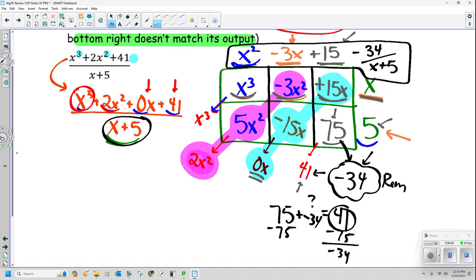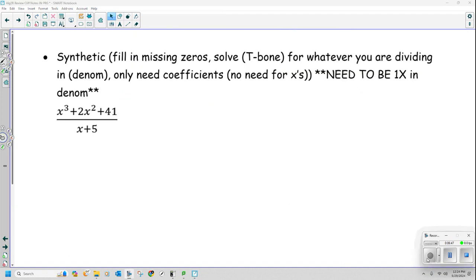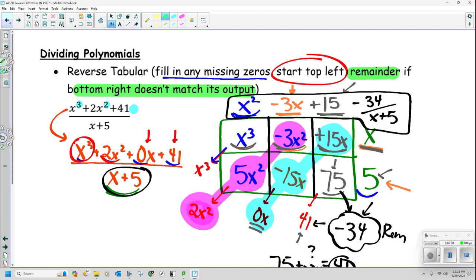And there you go. Now, I like synthetic division, but my one caveat, the one suggestion I give to my students is you should have 1x in your denominator. You see how it's 1x plus a number, plus 5? So when it's like that, I tell them go ahead and do synthetic. If it's not, I always recommend doing the reverse tabular.